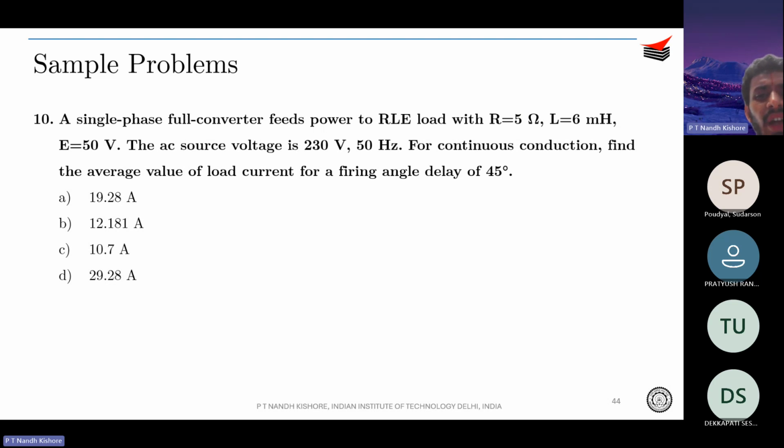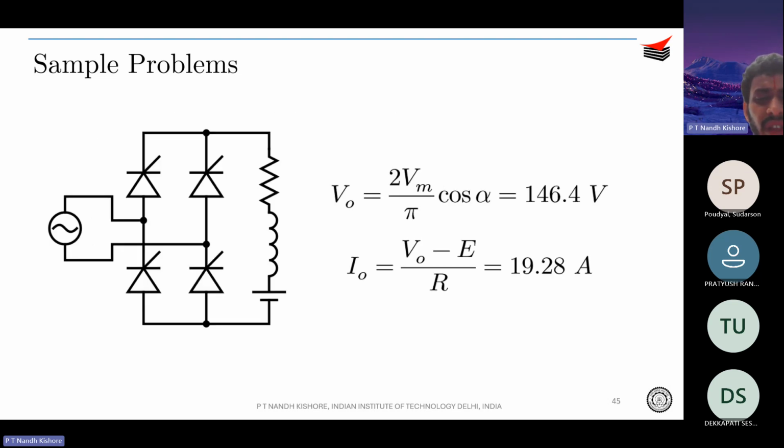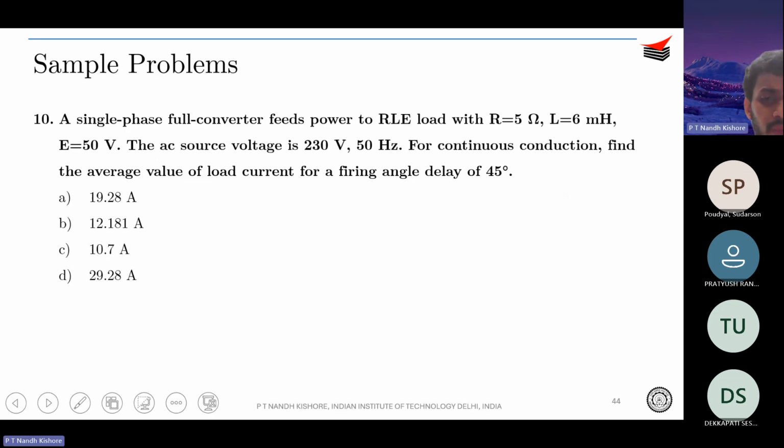And finally, again, an RLE load question. So I think you are experts in RLE load right now. Just equate to Vm by pi cos alpha with the KVL expression. So you should get this. Okay.